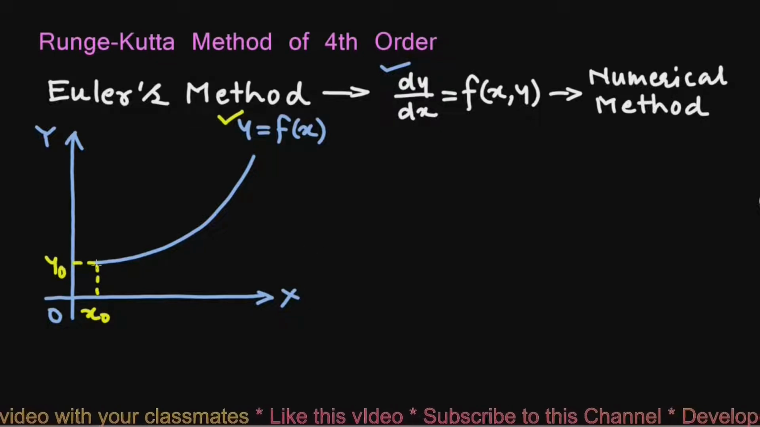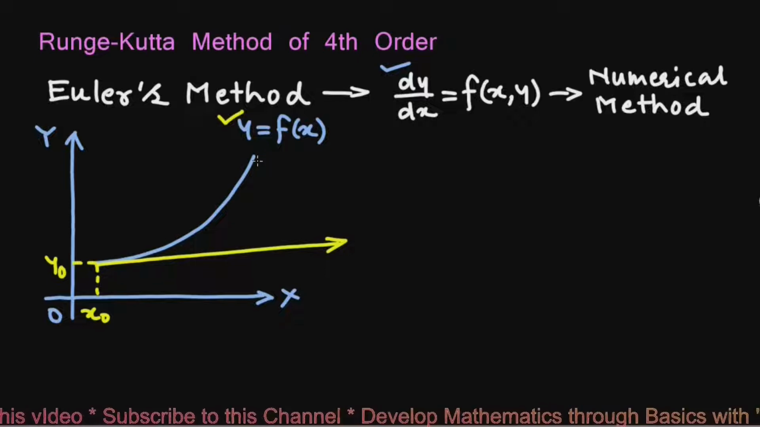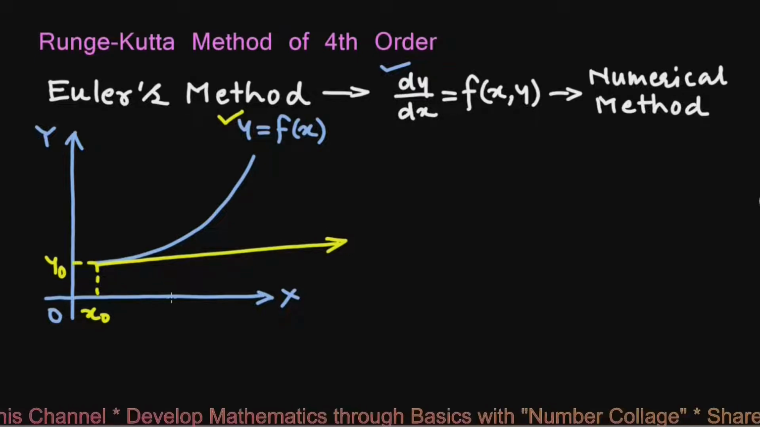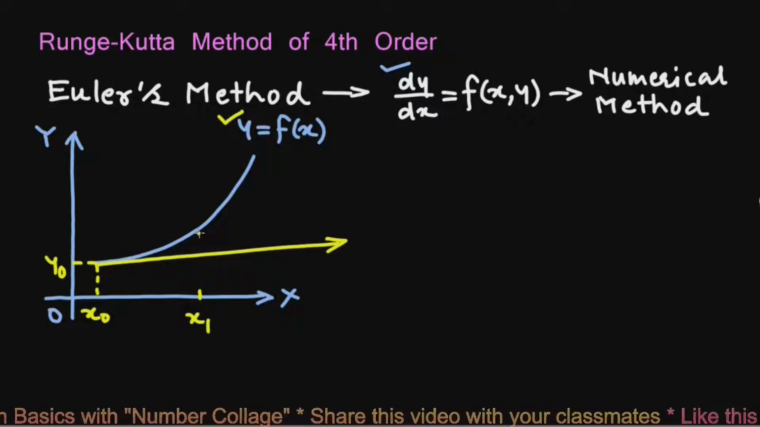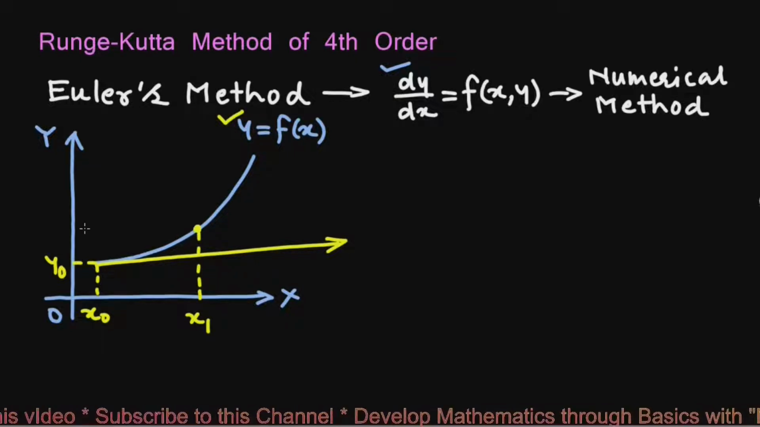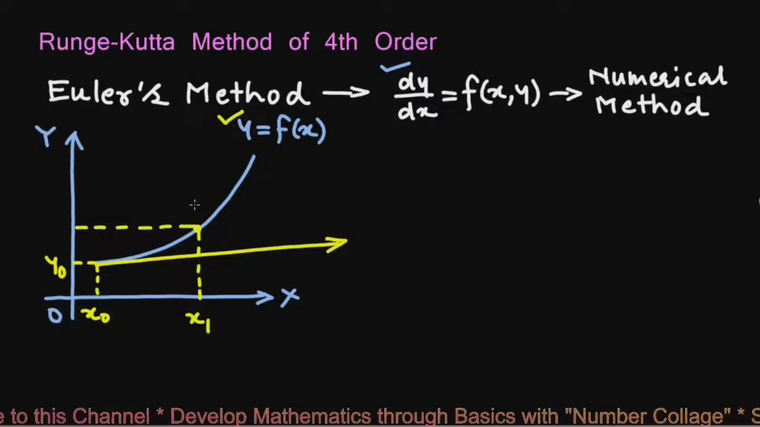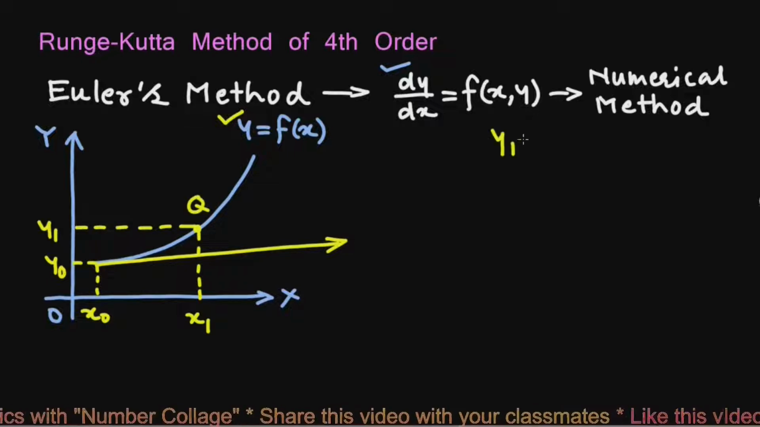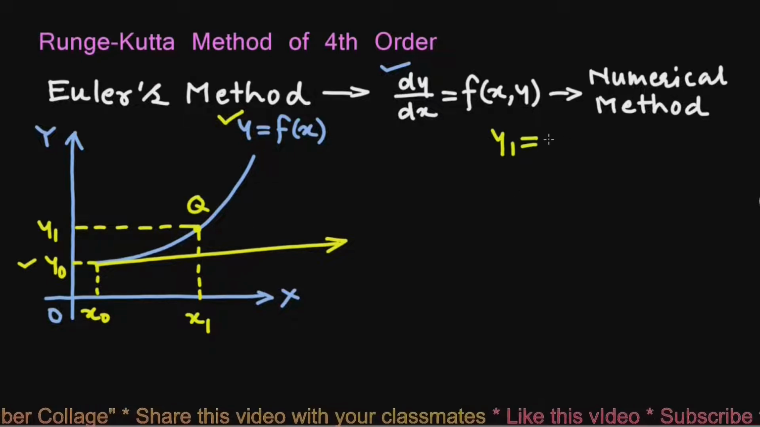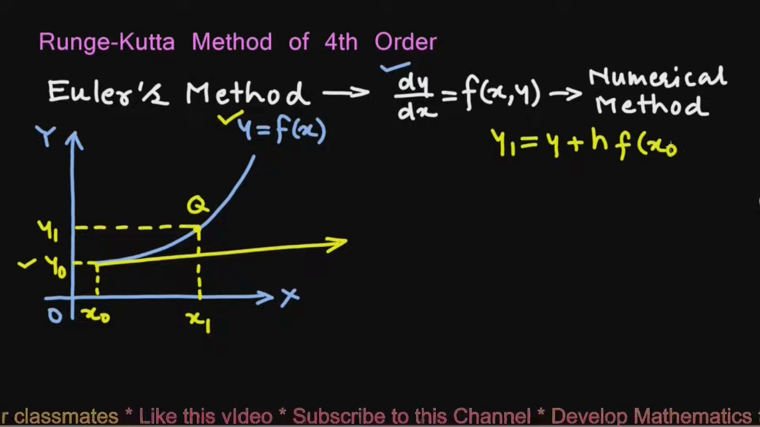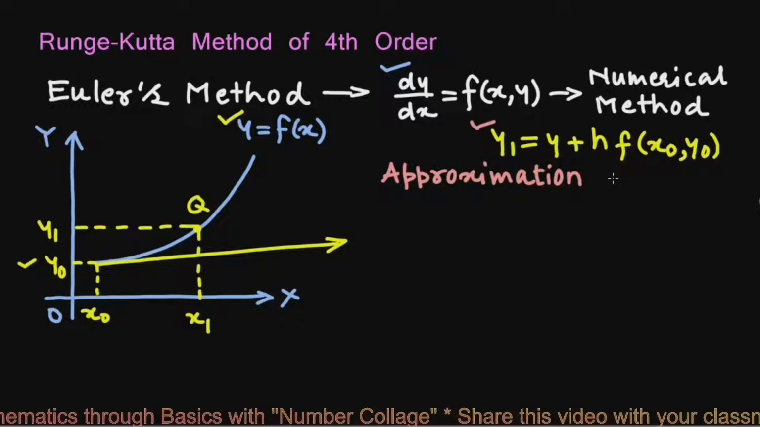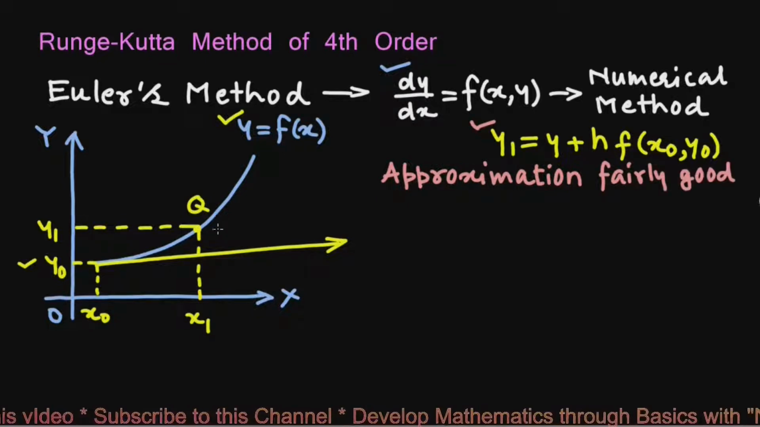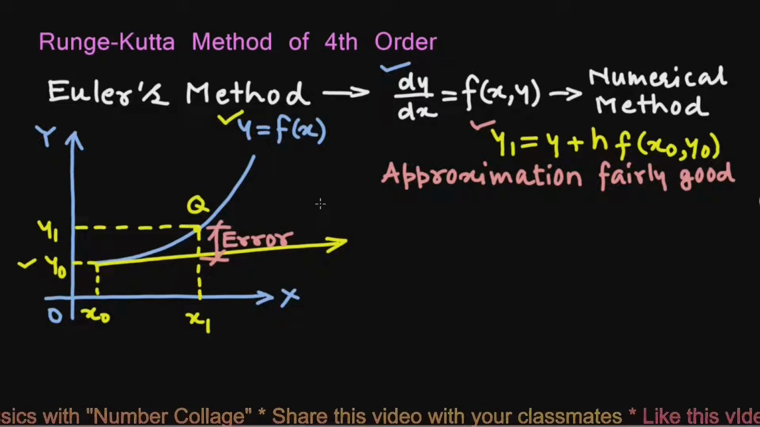Then we had drawn tangent to this solution curve at x0 y0. Then we had chosen a point x1 very close to this x0 and found the y coordinate of the point Q on this curve, y1 equals this y0 plus h f of x0 comma y0. Approximation of y1 was not fairly good because this error is appreciable.